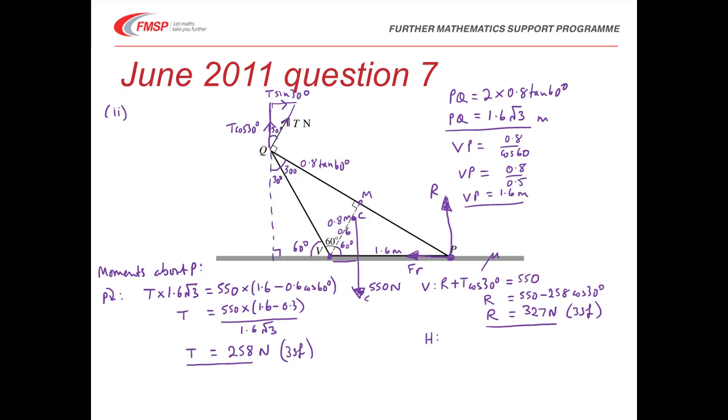Now let's resolve horizontally. Now horizontally I've got friction to the left and T sine 30 to the right. Of course, the friction has to be enough to stop it from moving, but we're told it's going to slide before it topples. So I would say that the value of friction is going to have to be less than or equal to the value of T sine 30. So I reckon friction is less than or equal to 129 newtons to 3 SF.